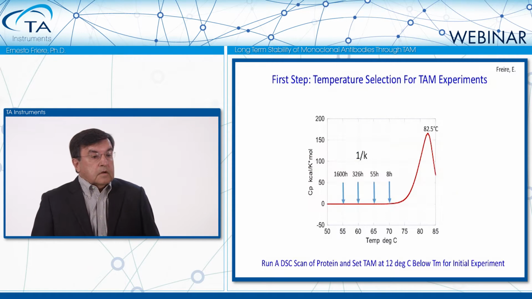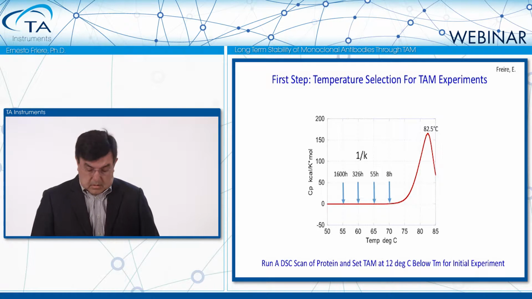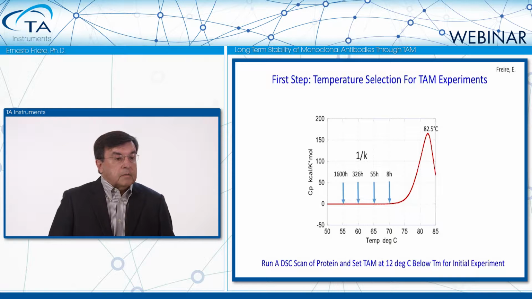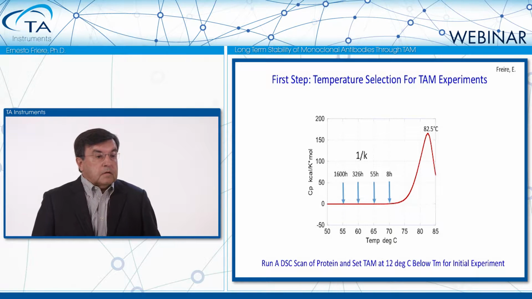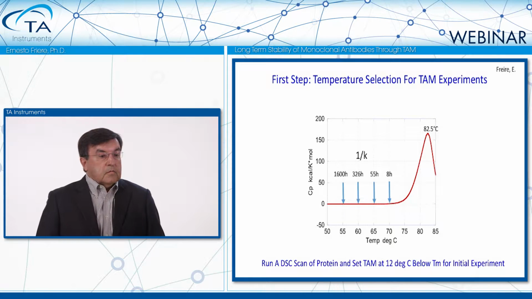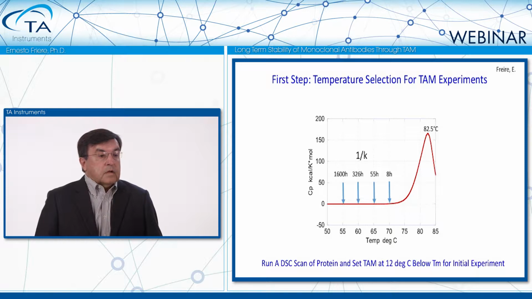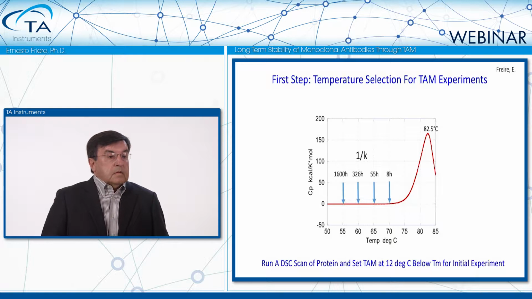experiment. So here's a characteristic time of denaturation below Tm that can be used as a guide to set up an experiment. For example, if we have a protein that melts with a Tm of 82.5 degrees, if we measure at 70 degrees, that is 12 degrees below Tm, the denaturation aggregation will take about 8 hours. If we do it at 65 degrees, it will take 55 hours, and so on and so forth.